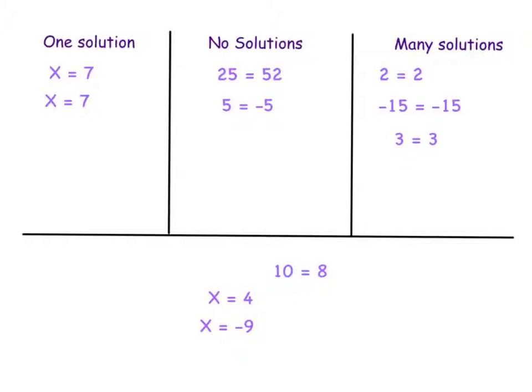So again, if we end up with a number equal to that number and they are the same number, it's many solutions. X equals negative 9. No matter what, x is negative 9, so that's one solution. The solution is negative 9. X equals 4, one solution. No matter what, x is 4.